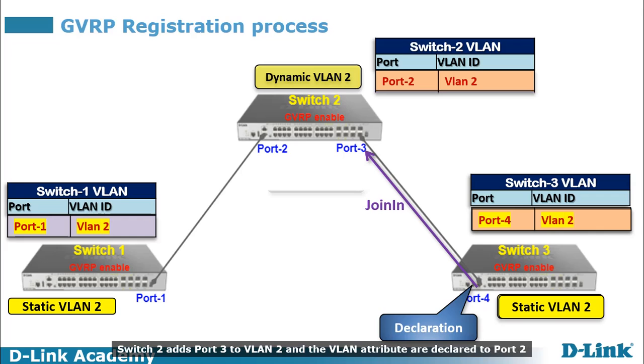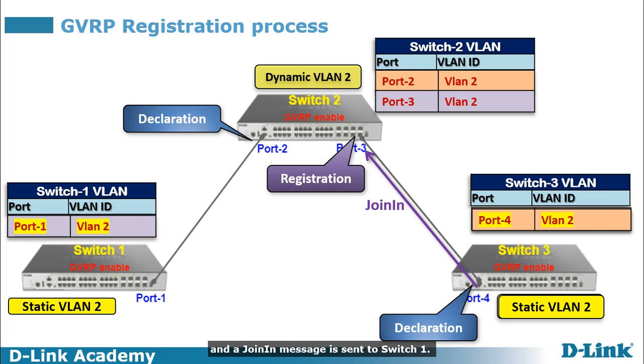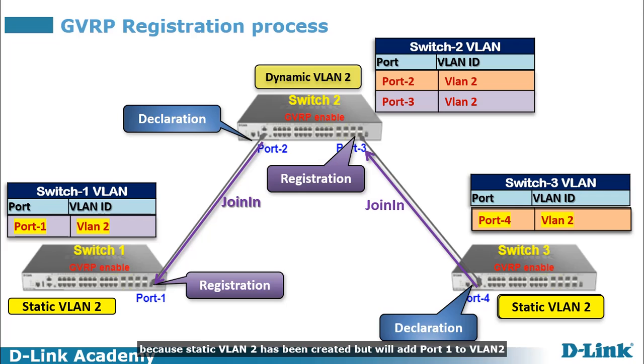Switch 2 adds port 3 to VLAN 2 and the VLAN attributes are declared to port 2, and a join in message is sent to switch 1. After receiving the join in message, switch 1 does not create dynamic VLAN 2 because static VLAN 2 has been created, but will add port 1 to VLAN 2. Now, port 1, port 2, port 3, and port 4 are all added to VLAN 2.